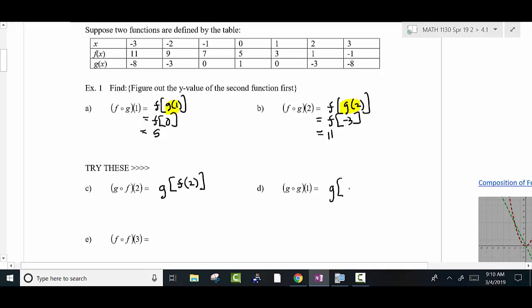And you can do G of G. Just think through that G composed of G and that F composed of F. I mean, you can compose with one function. Nothing wrong with that.